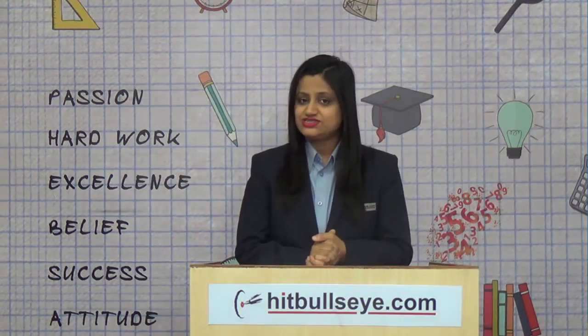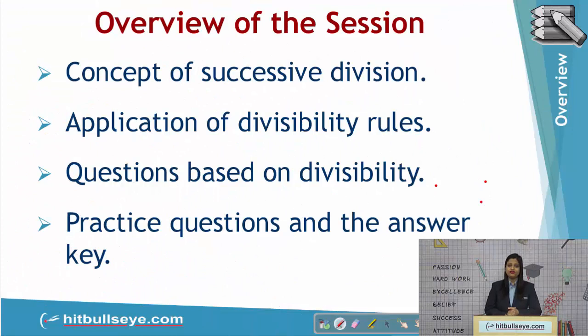Before starting this session, let's have an overview. First of all, we will discuss the concept of successive division. Then we will do application of divisibility rules. Then there will be some questions based on divisibility. Then you will have some practice questions and the answer key.